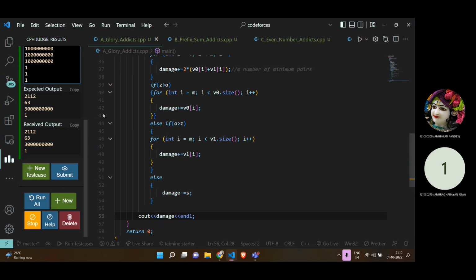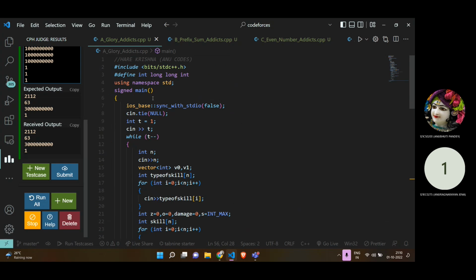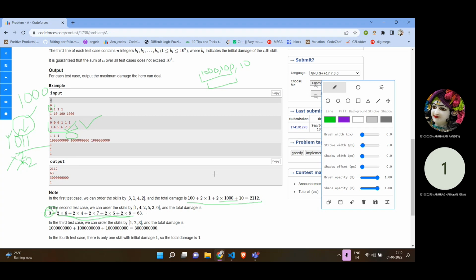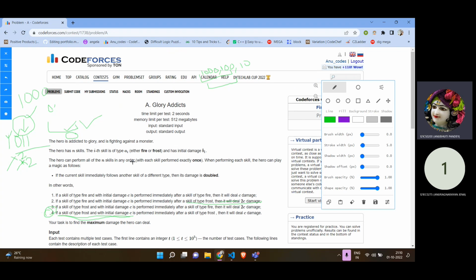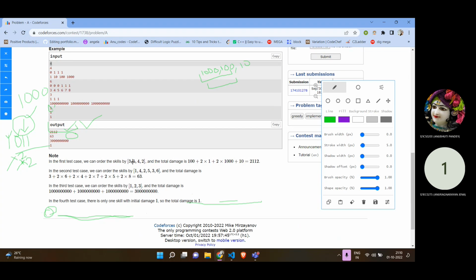So yes, this passes all the test cases. And I think the explanation will be clear.